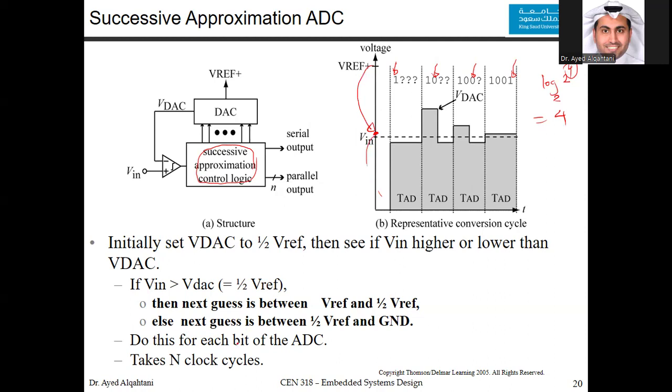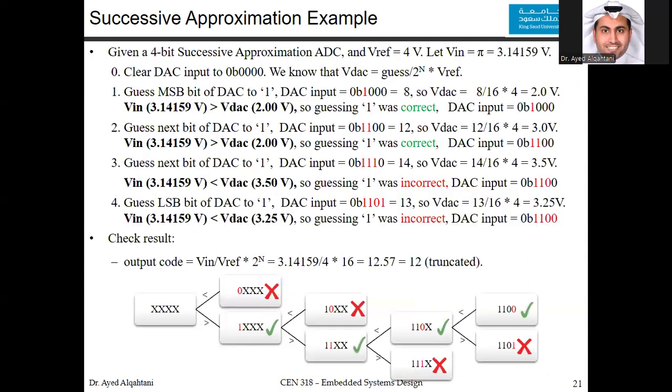So you do this for each bit. You know that it's 4 bits, so you do it 4 times, and it would take n clock cycles. Here n is equal to 4 in this example. To understand this better, let's detail every step in an example.